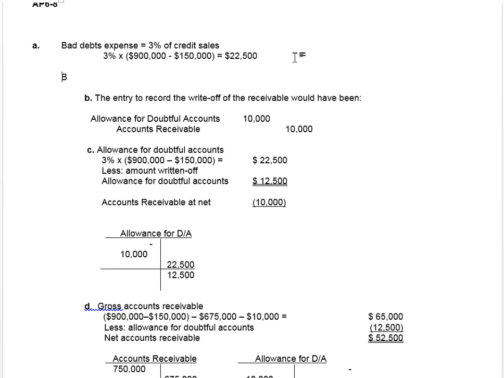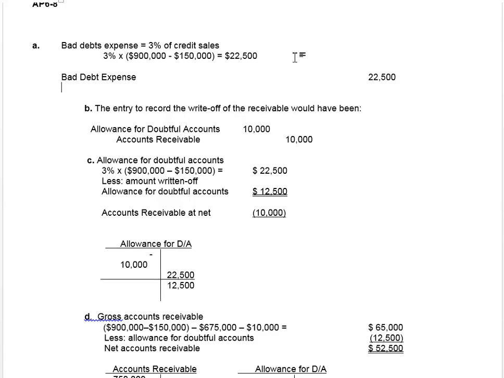Now, the question didn't actually ask us to set up the journal entry, but if we were to do that, we would debit the bad debt expense for $22,500, and we would credit the allowance for doubtful accounts.